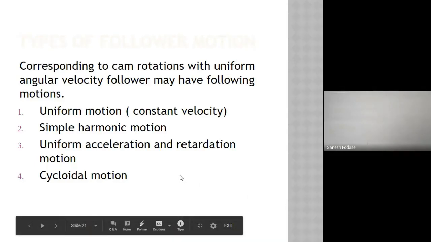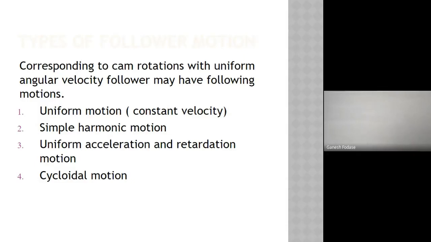So today we'll discuss types of follower motion. In the previous lecture, we discussed what basically a cam and follower is, then types of cams and types of followers. Then we also discussed some basic terms, or we can say terminology, related to cam and follower. As I told you, the cam and follower is a mechanism used to transmit generally a rotary motion to an oscillatory or a reciprocating motion of the follower.